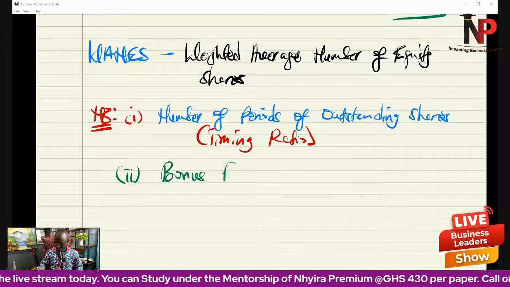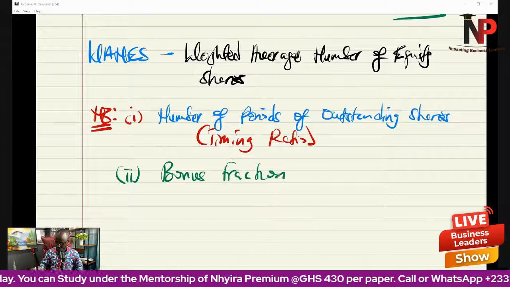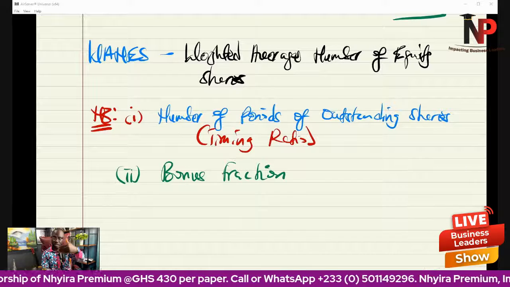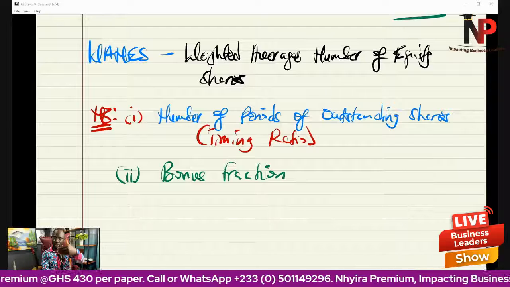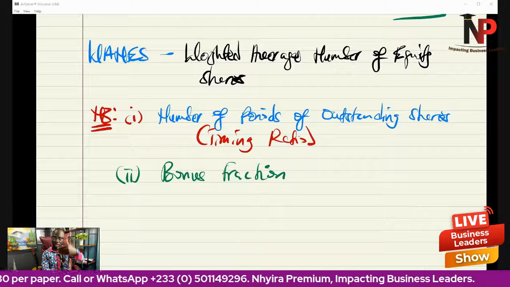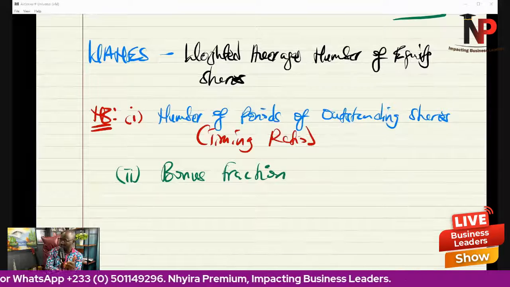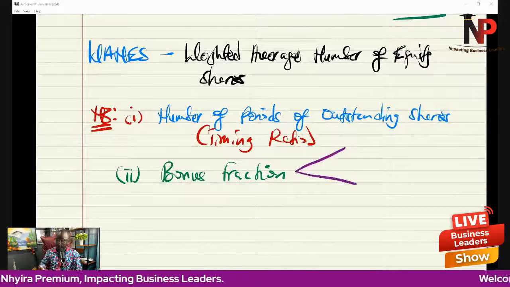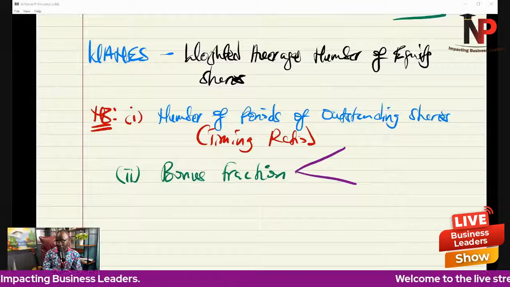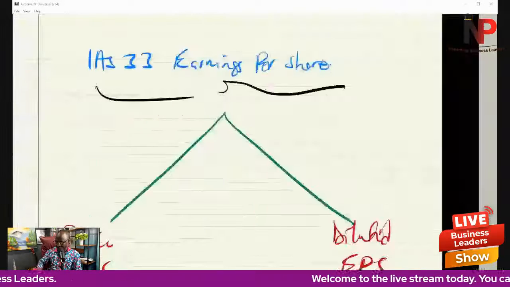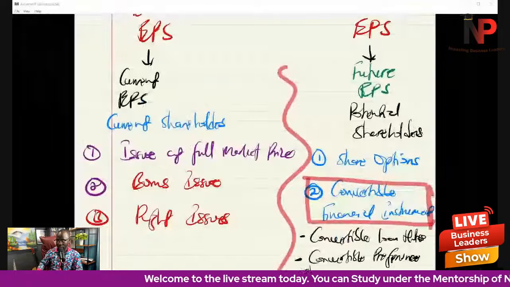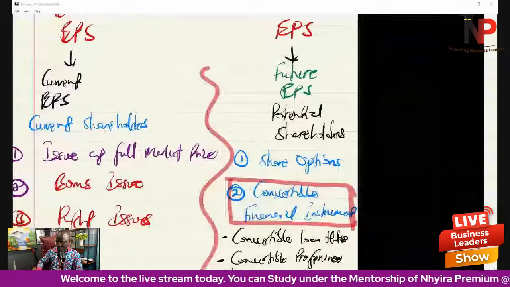Bonus fraction. So when we are calculating the number of equity shares, we have to take into consideration the timing ratio, the number of periods for the outstanding shares, and also the bonus fraction. Now, the concept of bonus fraction will come in especially in two scenarios of the 5 scenarios that I listed together here with the basic earnings per share and the diluted earnings per share.